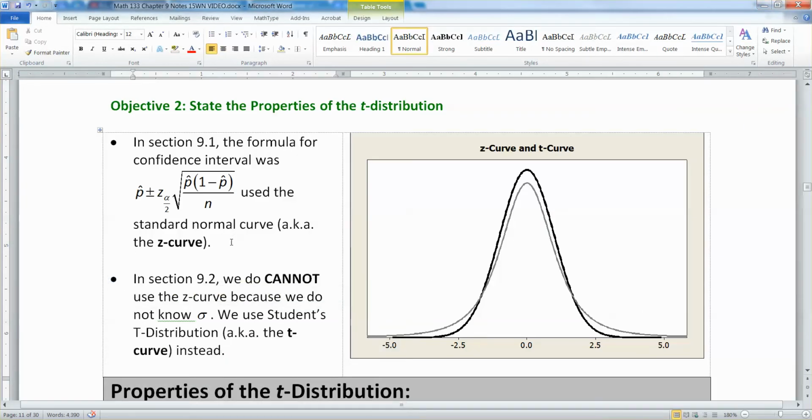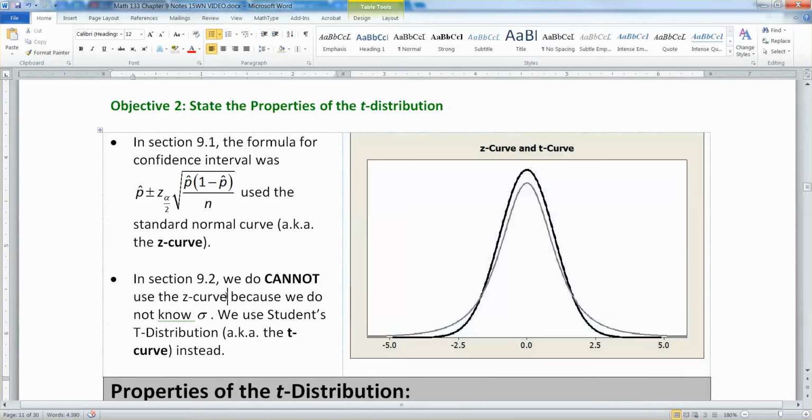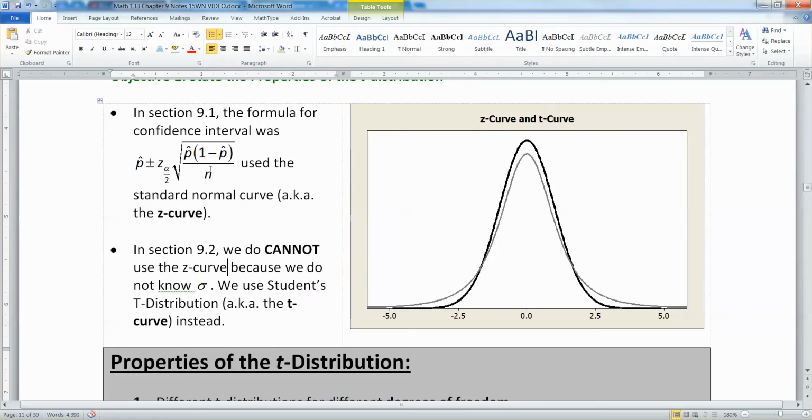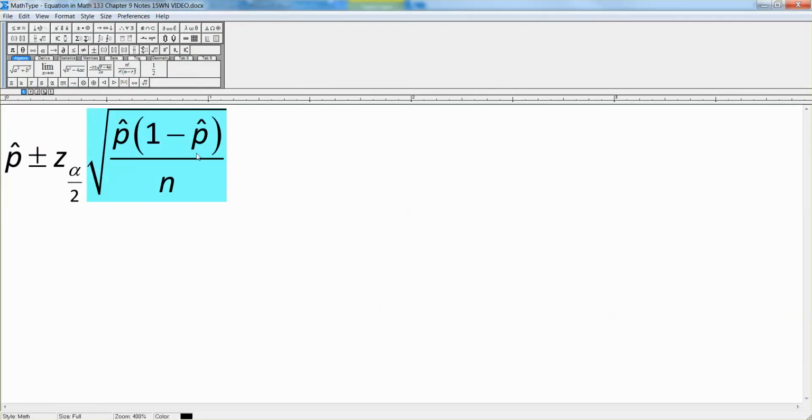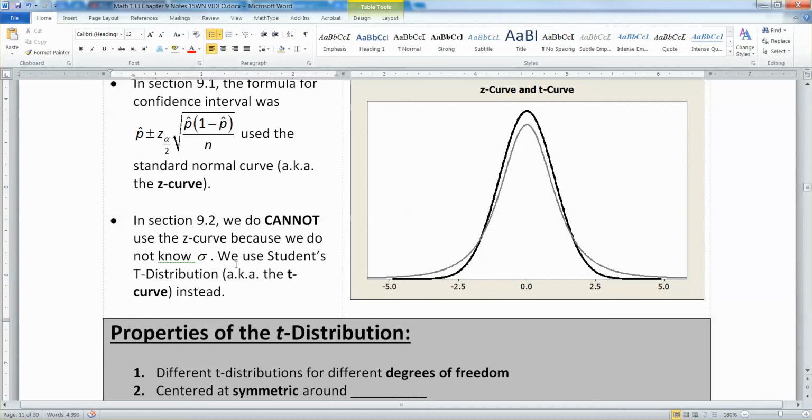But the problem is that in section 9.2 we cannot use the z-curve. That's because we do not know sigma anymore. In section 9.1, we assumed this was basically sigma. It's a rough estimation, but it works for our purposes. But that's not going to work anymore because we don't have that elaborate formula built off of the binomial distribution. Since we don't have the binomial distribution, we only have mu and x bar and stuff like that. We're stuck with using a different curve called the t curve, the student's t distribution.